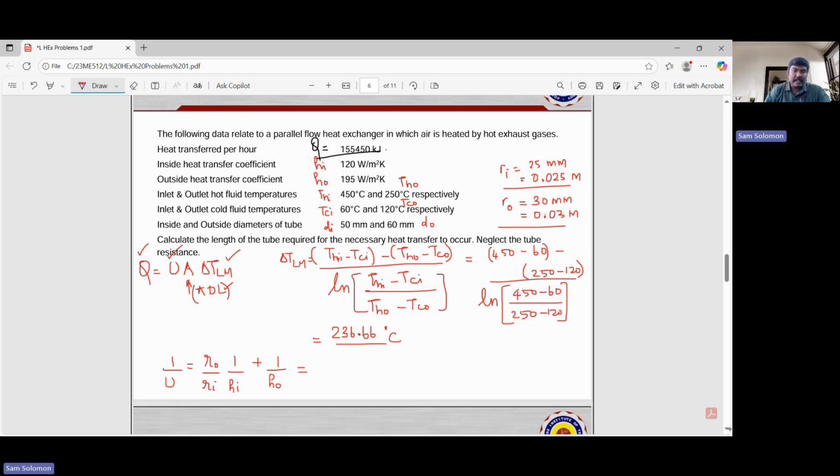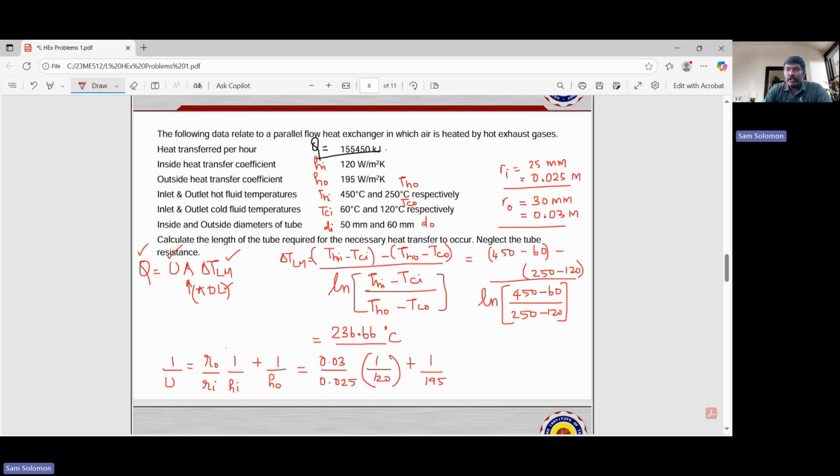So when the radii or the diameter is given, make sure that that is taken into account. We have done this in convective heat transfer. So this is the convective resistance on the inside of the tube, and this is the convective resistance on the annulus or outside the inner tube. Okay, so this is going to be equal to 0.03 divided by 0.025 multiplied by 1 by hi, which is 120, plus 1 by 195.